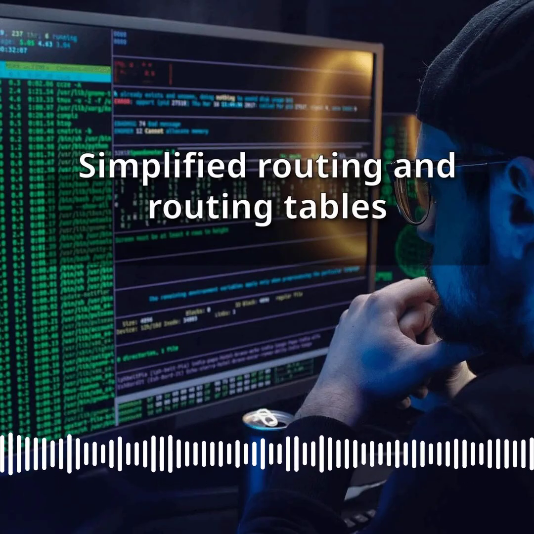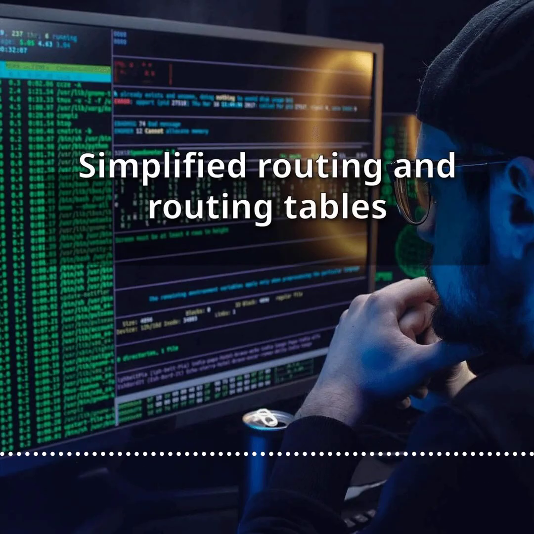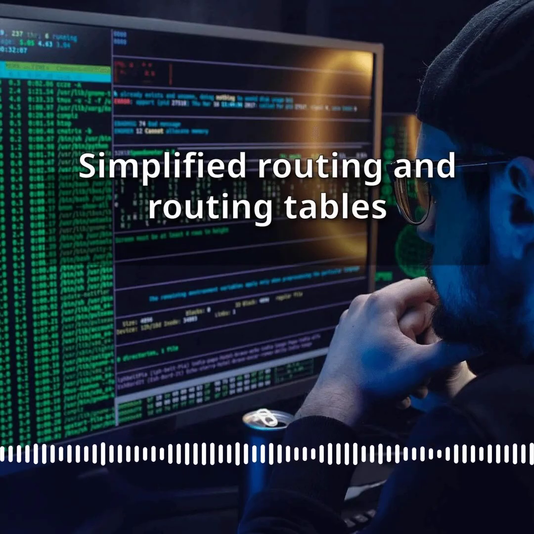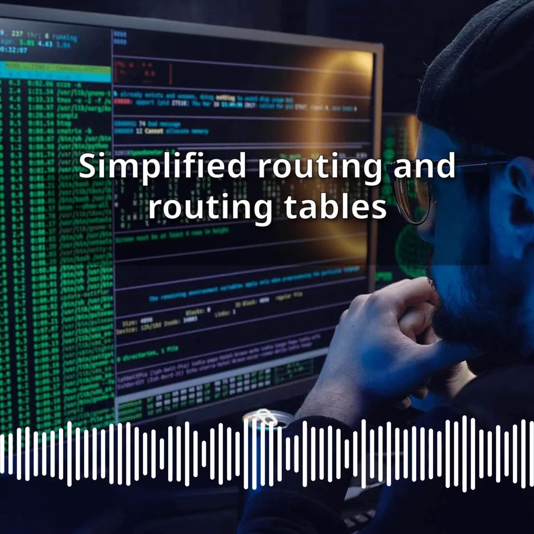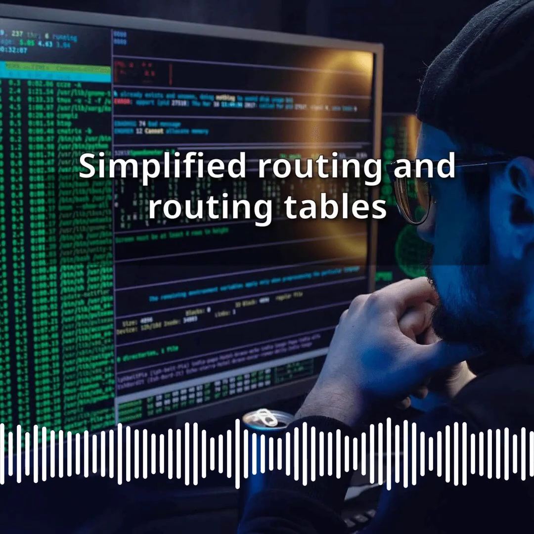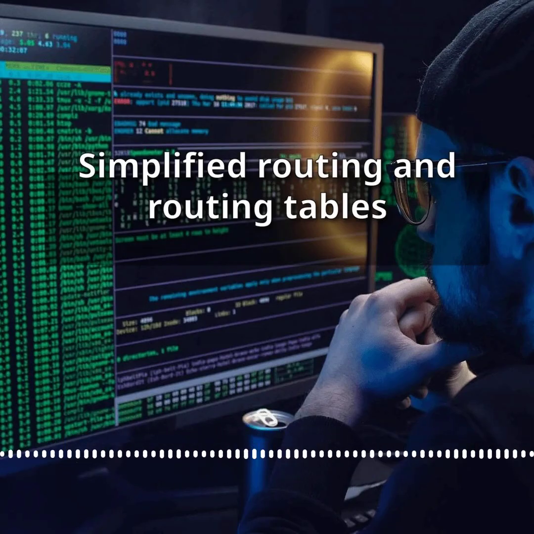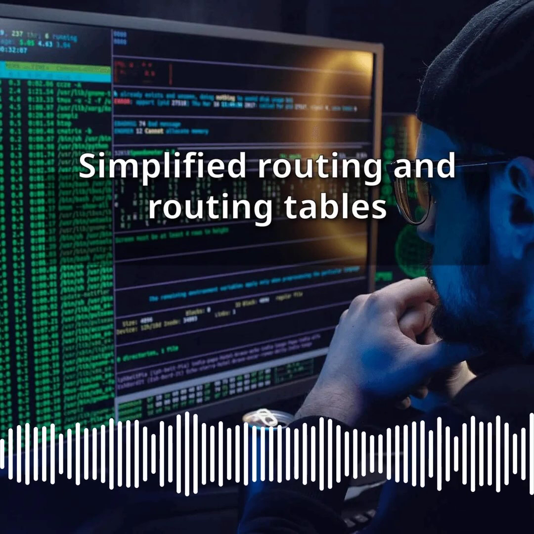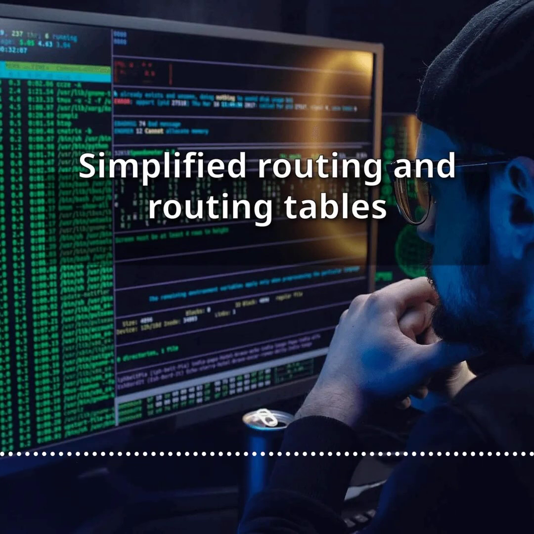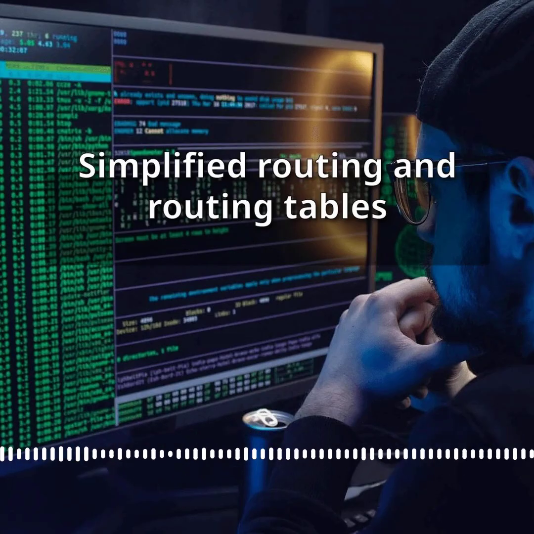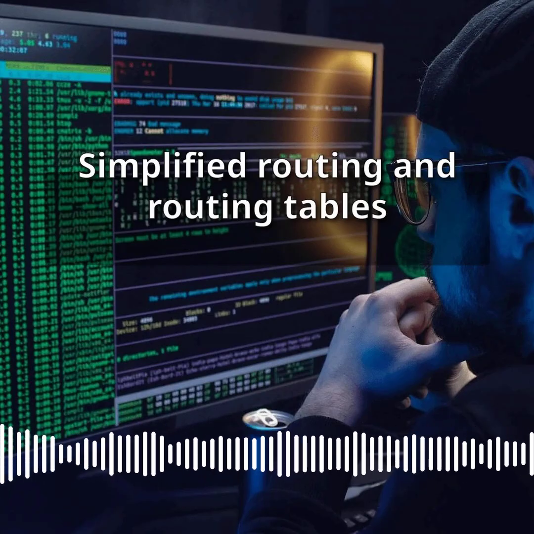Common routing protocols include Routing Information Protocol, which uses hop count as its metric, Open Shortest Path First, which uses link cost and creates a complete map of the network, and Border Gateway Protocol, which is used between large autonomous systems on the Internet. In a dynamic environment, if a link fails, routers can detect this and reroute traffic through an alternative path without human intervention.